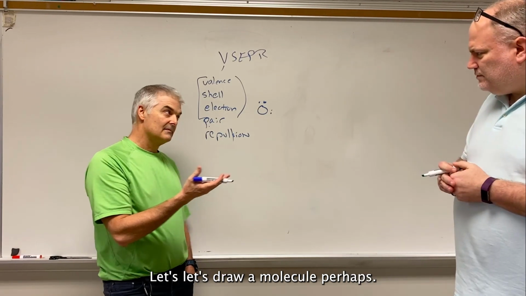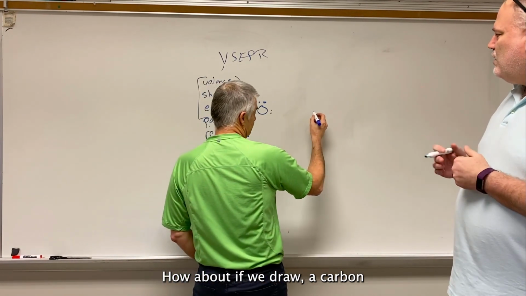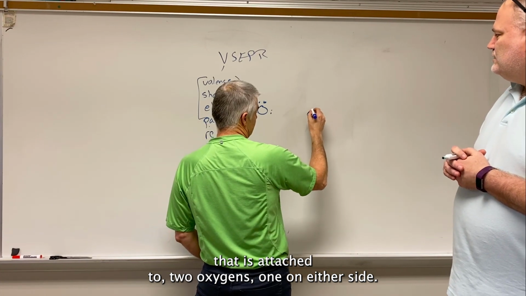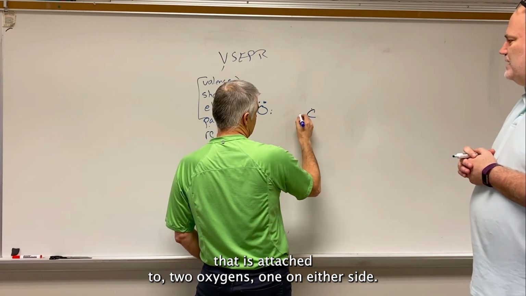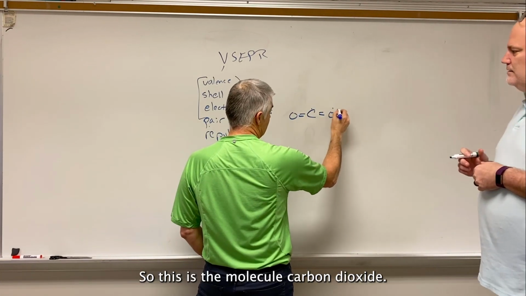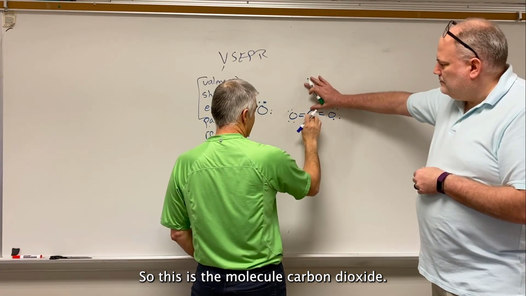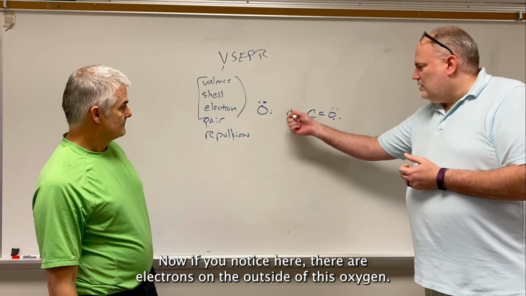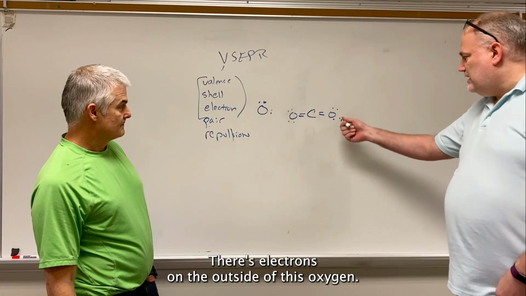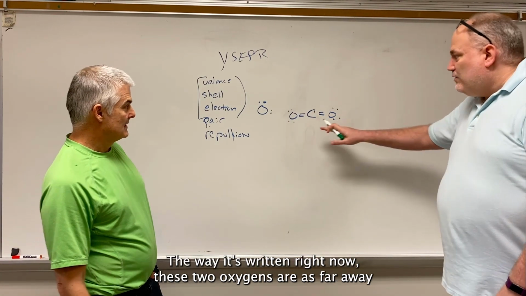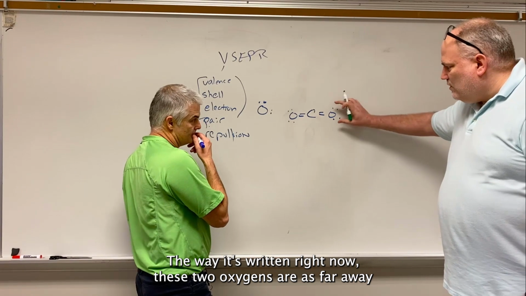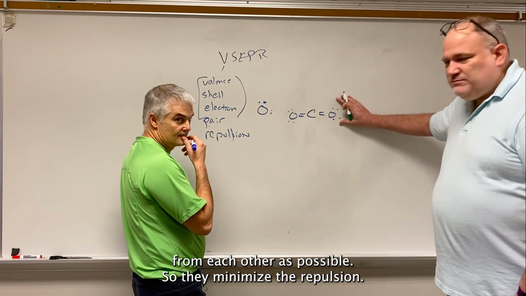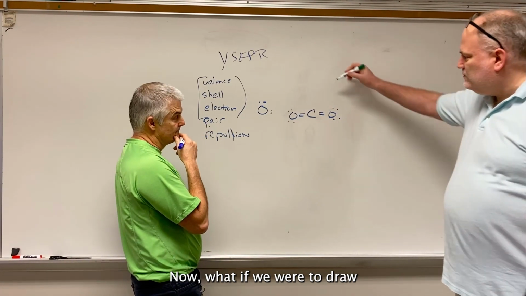Let's draw a molecule perhaps. How about if we draw a carbon that is attached to two oxygens, one on either side. So this is the molecule carbon dioxide. Now if you notice here, there are electrons on the outside of this oxygen, and there's electrons on the outside of this oxygen. The way it's written right now, these two oxygens are as far away from each other as possible, so they minimize the repulsion. Now, what if we were to draw it like an L shape?